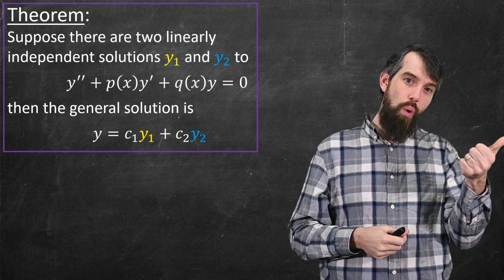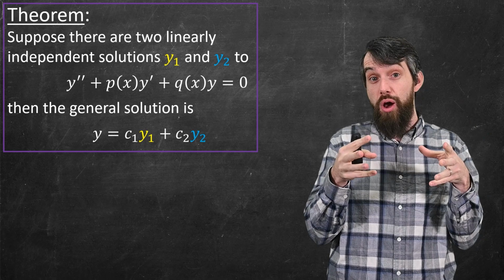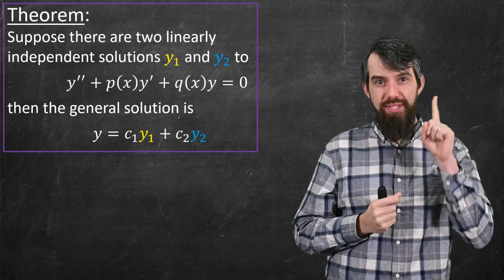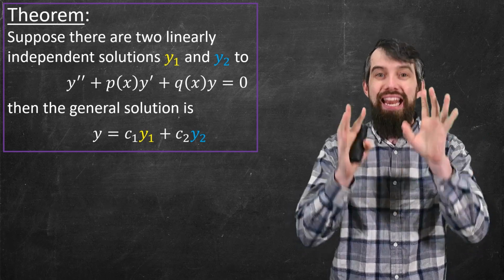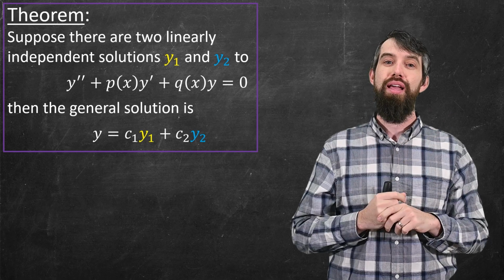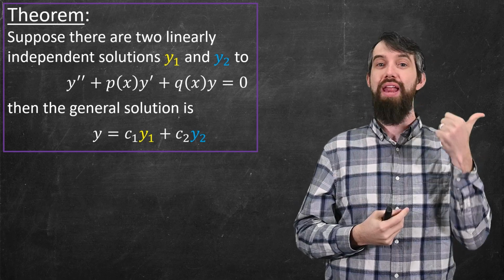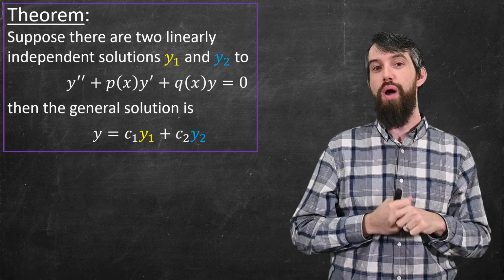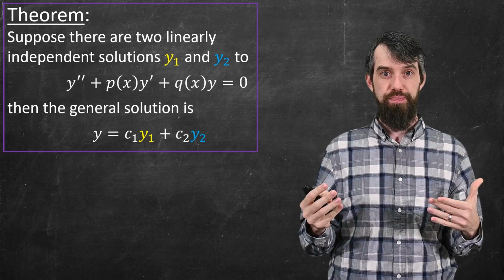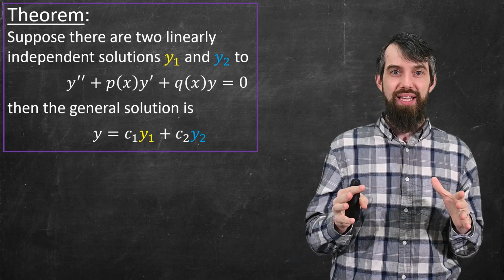This is much stronger than what we were just talking about with superposition. Superposition said you have a y1 and you have a y2, their linear combination is a solution. I'm saying more now. I'm saying any solution can be written as the linear combination of the y1 and the y2 if the y1 and the y2 are independent solutions. So this is extremely nice.